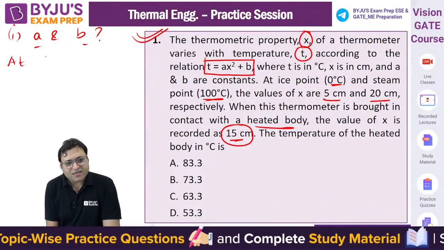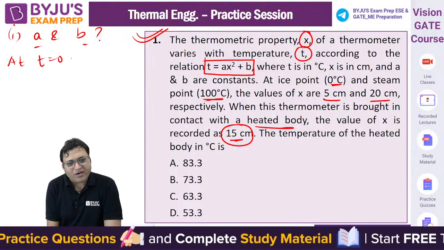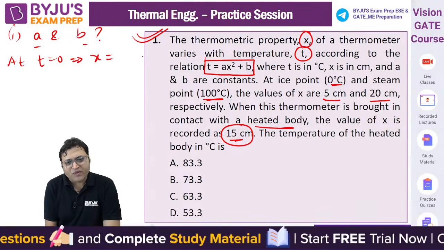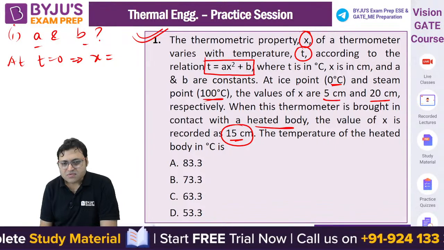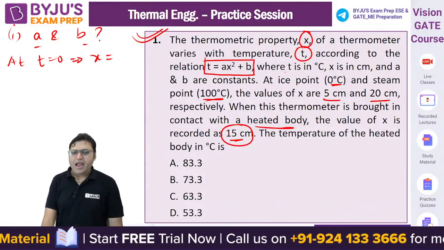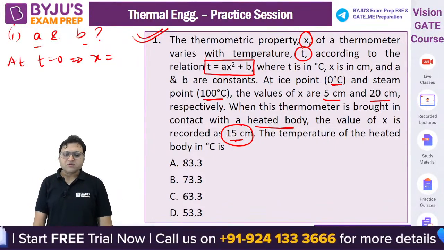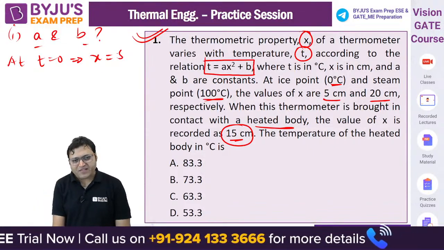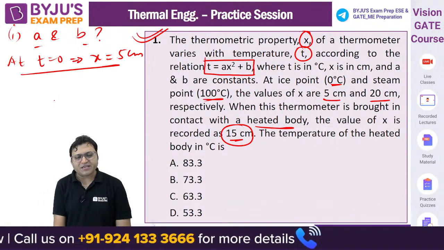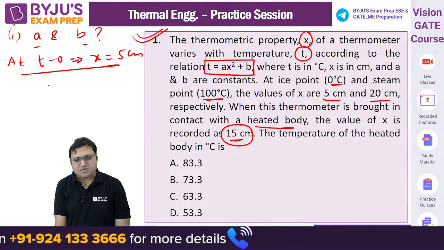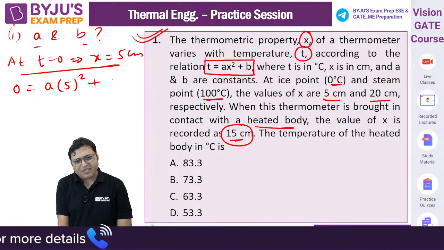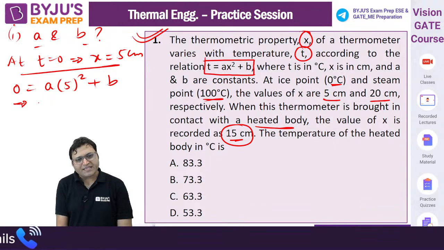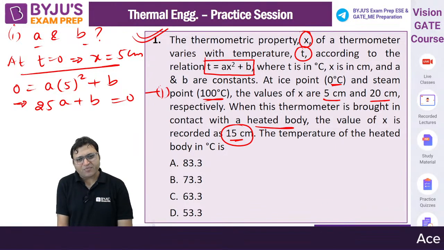At T equal to 0, X will be equal to 5 centimeter. We can get one equation. So 0 is equal to A into 5 squared plus B, or we can say 25A plus B is equal to 0. That is equation number 1.